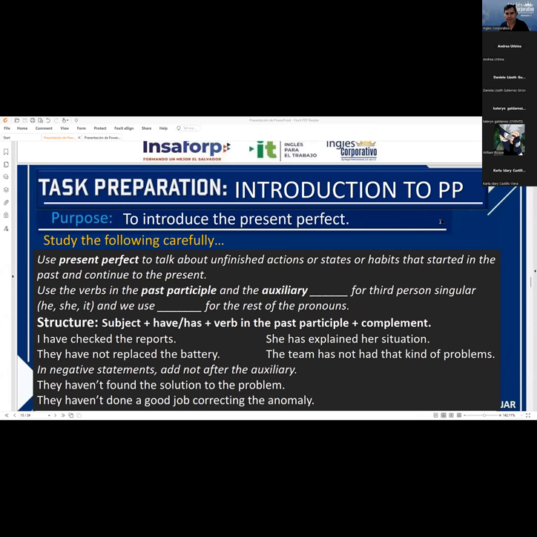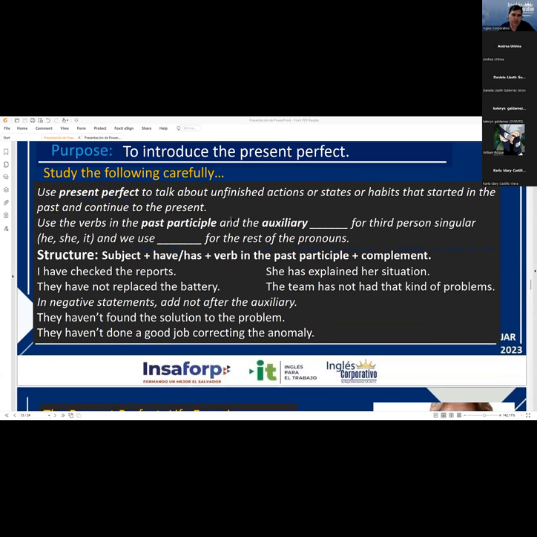Introduction to the present perfect. Okay, let's continue. Study the following carefully. Use the present perfect to talk about unfinished actions or states or habits that started in the past and continue to the present. I'm going to explain that later. Use the verbs in the past participle, and the auxiliary. What auxiliary do we use for the third person singular? Have or has?